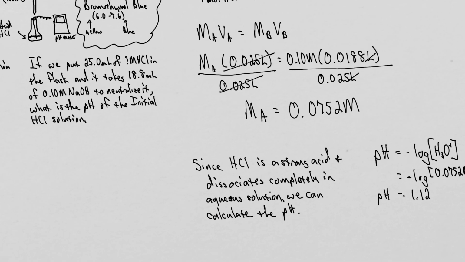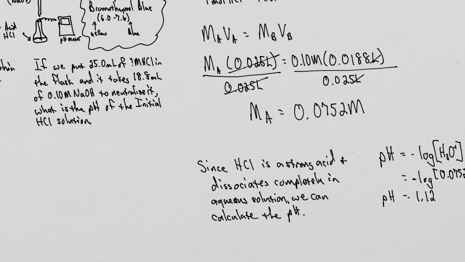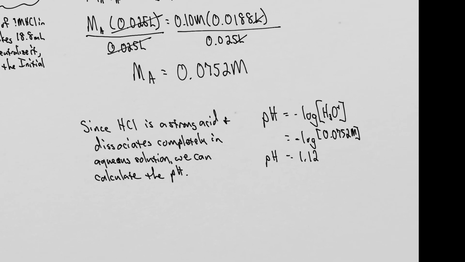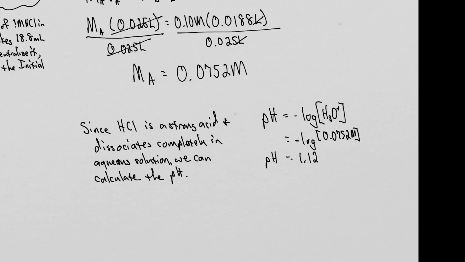But that's its concentration, and the question was, what is the pH of the initial solution? Well, since it's a strong acid and it dissociates completely, all we have to do is put that in the regular pH equation. So we'll take our 0.0752 molar and put it right here. And then when we do our math on that, we get a pH of 1.12. And so that number right there is our final answer.